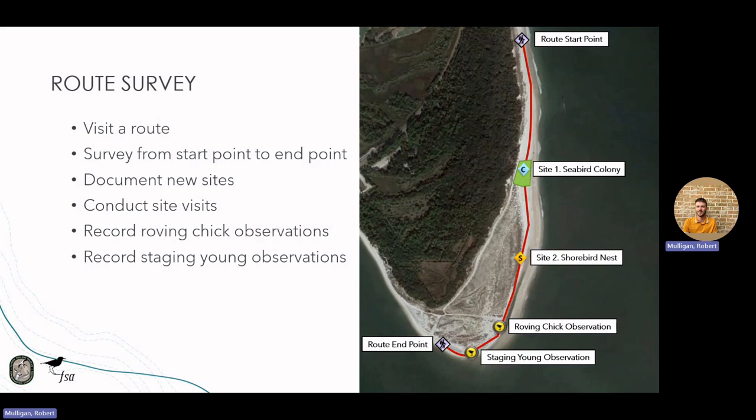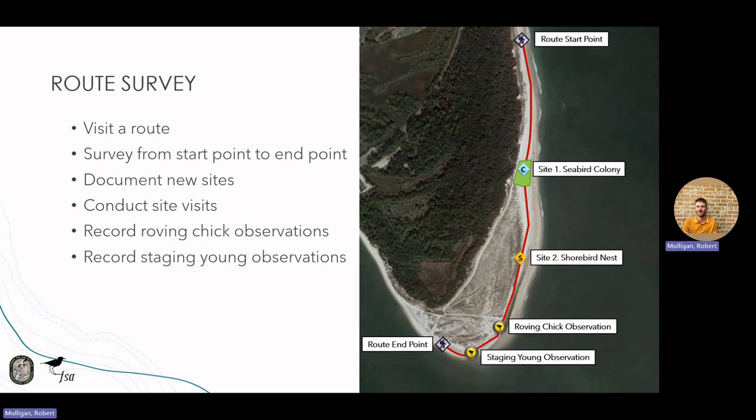Let's pull all these concepts together and walk through what a potential route survey might look like. First, choose a route that you would like to survey or that meets the needs of your local partnership. Next, visit the route during the monthly count window, or more frequently if you're able, especially if there's nesting. Next, conduct a route survey. Start at the beginning of the route, the start point.